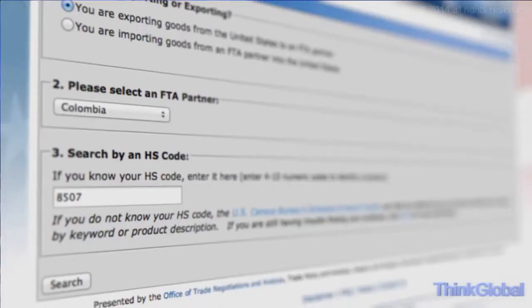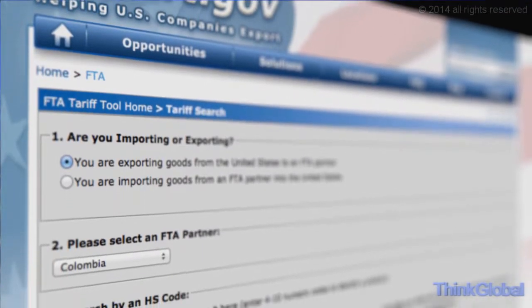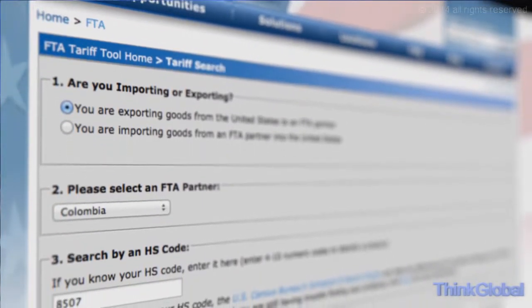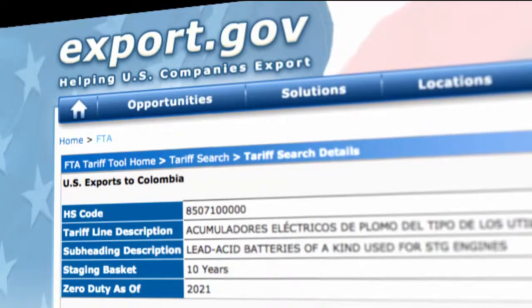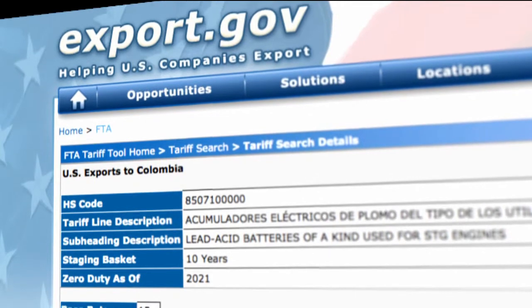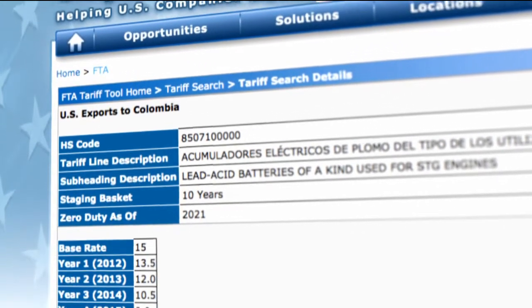Finally, on Friday, we'll look at FTA Tariff Tools available for U.S. importers and exporters. FTA Tariff Tools can help U.S. companies identify tariffs on exports to partner countries. You can look up the tariff rate for a given product, as well as identify when in the future the tariff is expected to be reduced or eliminated altogether.